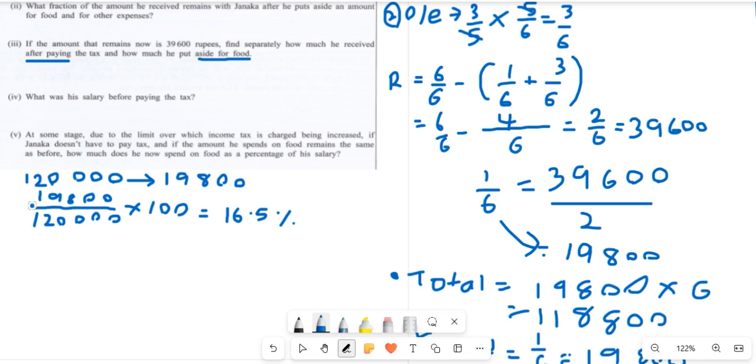So here we have 120,000 as income. From that, 19,800, you have to divide it by the whole amount and multiply by 100, and you will get the percentage. Okay, so this is it for the 2024 past paper.